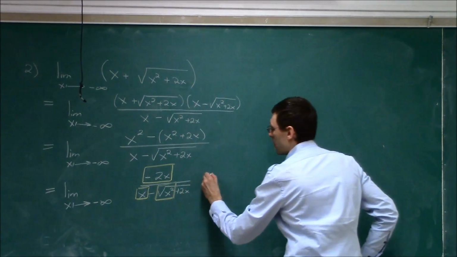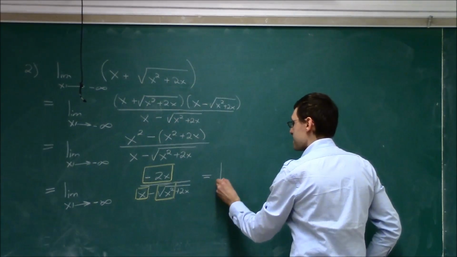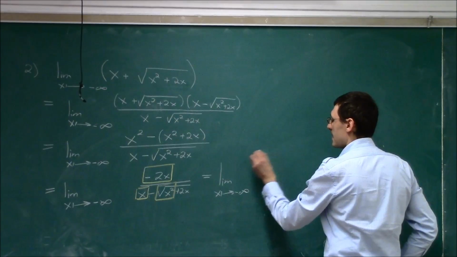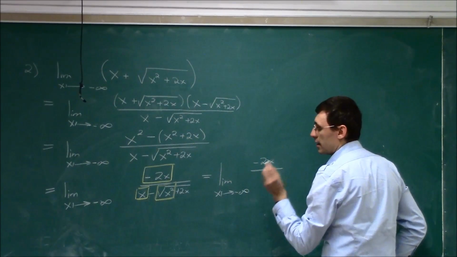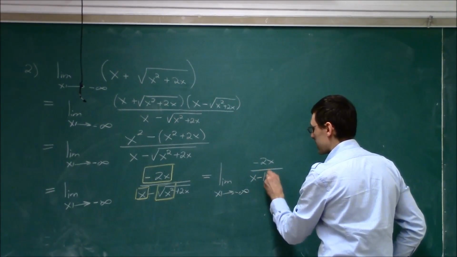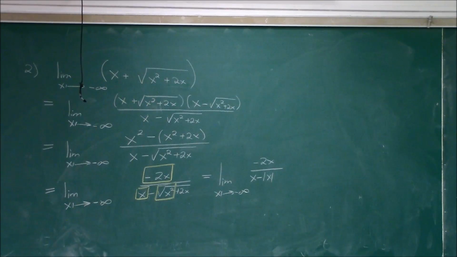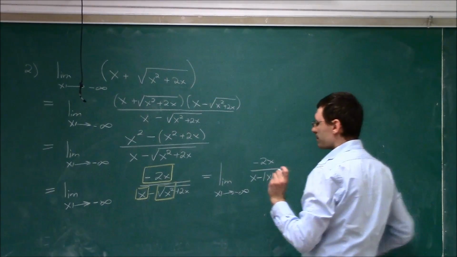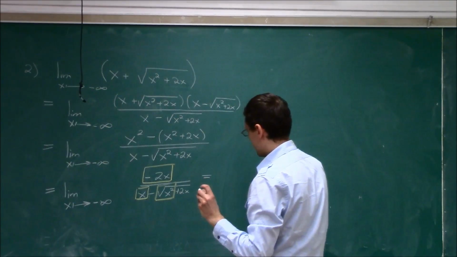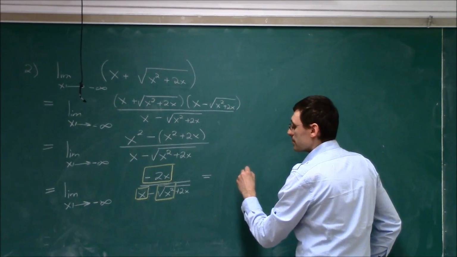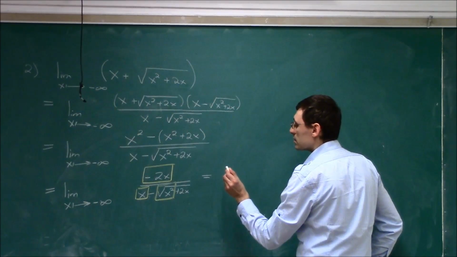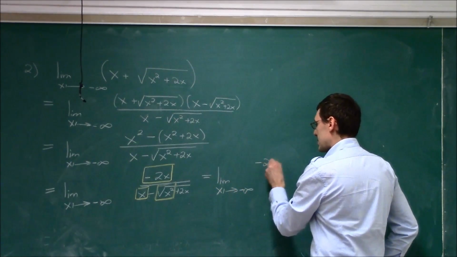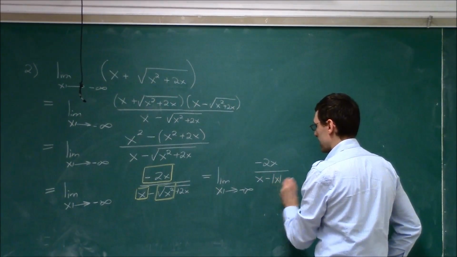Okay? So in this form, now this is the limit as x goes to minus infinity. This is just going to be minus 2x, and the denominator is going to be x minus absolute value of x. Let's actually be slightly more careful here. But we're fine to just do it like this. So that is minus 2x over x minus absolute value of x.